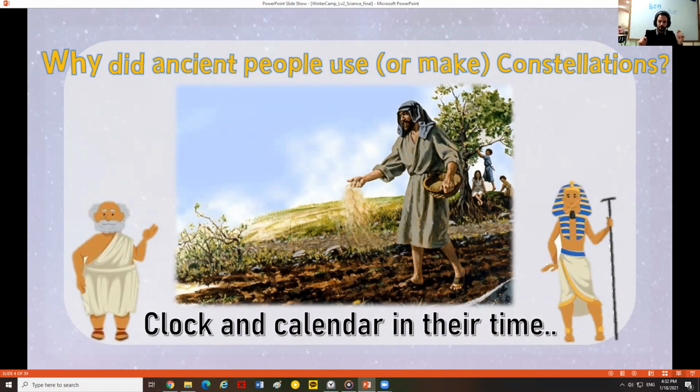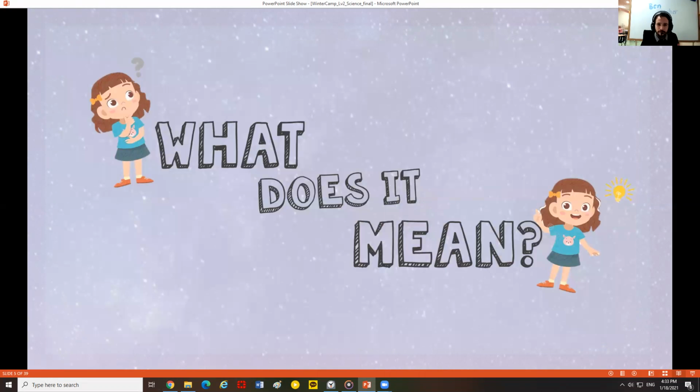Sometimes it was to keep track of time. As the Earth turns, the position of the constellation changes. So they would use them to keep track of time.